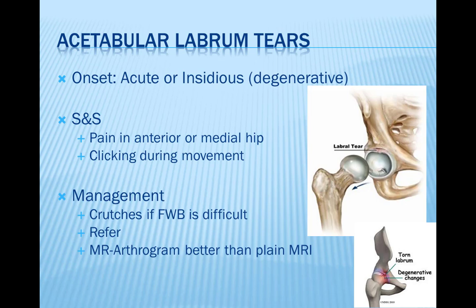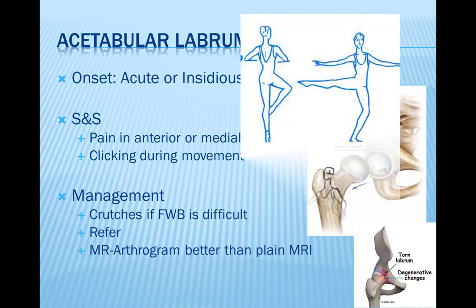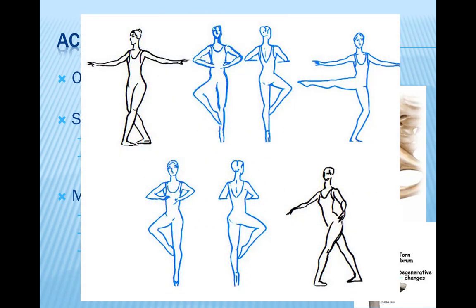Tears to the labrum can be classified in a variety of ways, including morphology, etiology, location, or severity. The management of acetabular labrum tears might include crutches if full weight bearing is difficult, referral to a physician, and potentially imaging of the hip to determine the extent of injury. Frequent pivoting on a loaded femur, such as in ballet, is a common mechanism for labral tears in athletes.